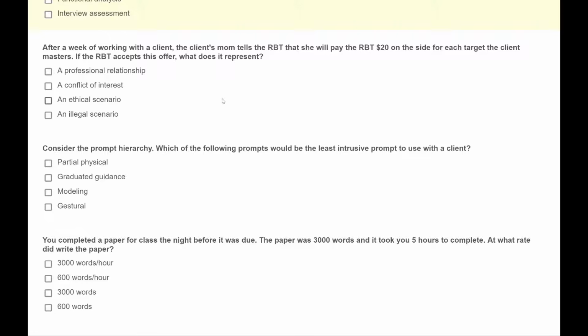So in this scenario, if the RBT accepts the offer, they've entered into a conflict of interest, which is against the code. C, an ethical scenario. Is this ethical? Of course not. In the legal scenario, is this illegal? No, it's not illegal, right? In the truest sense of the word. You're not going to get arrested, okay? However, it is very unethical. If you do it, it is a conflict of interest. You are and will and should be reported to the board. So if the RBT accepts this offer, they are entering into a conflict of interest.